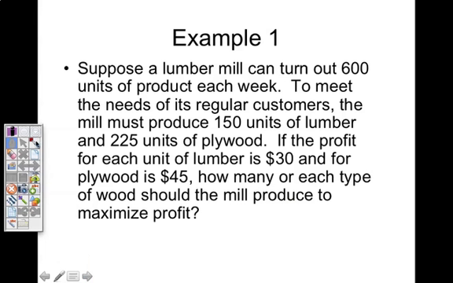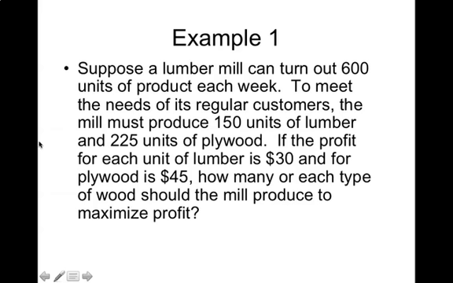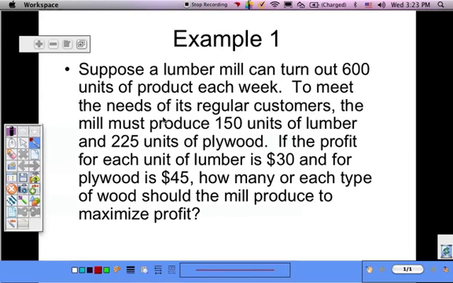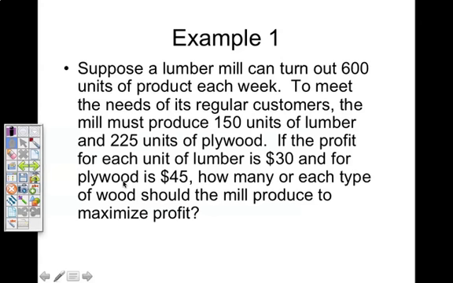So taking a look at this first problem, suppose a lumber mill can turn out 600 units of product each week. To meet the needs of its regular customers, the mill must produce 150 units of lumber and 225 units of plywood. If the profit for each unit of lumber is $30 and for plywood is $45, how many of each type of wood should the mill produce to maximize the profit? Now that's a lot of words in there, so we need to break this apart and see what we can use.